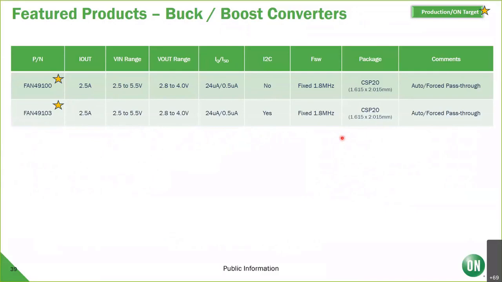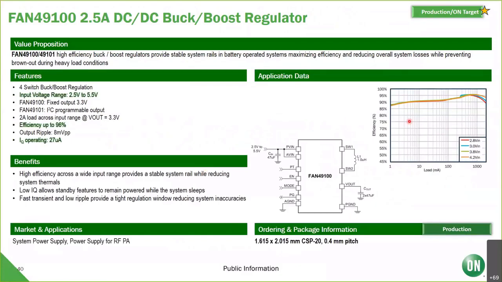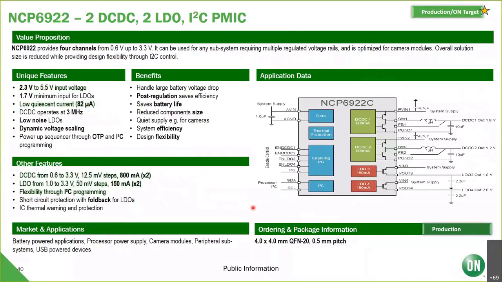And then we also have a couple of buck boost converters for these lower input voltages, the FAN49100 and the FAN49103, for you to take a look at. The FAN49100, you can see very flat efficiency all the way across. So it doesn't drop down as the load drops. And again, that's starting to become more and more important with customers. So that's a feature, that's an added value. It's a very compact device, 1.6 by 2 millimeters, with efficiency up to 96%. So that's good.